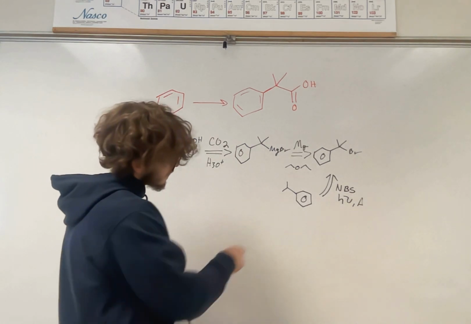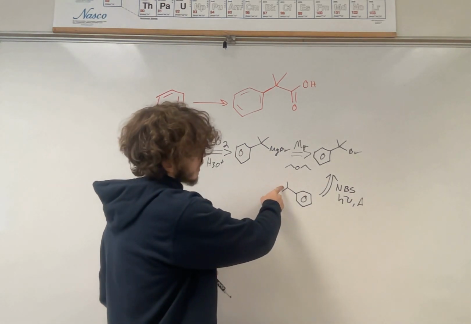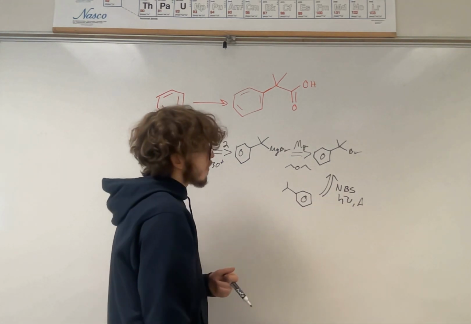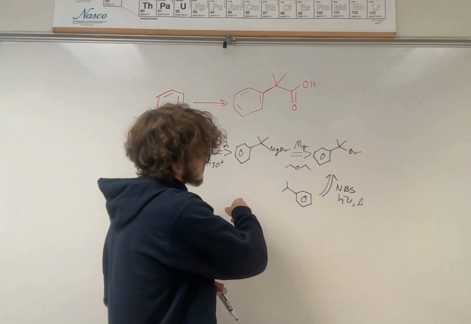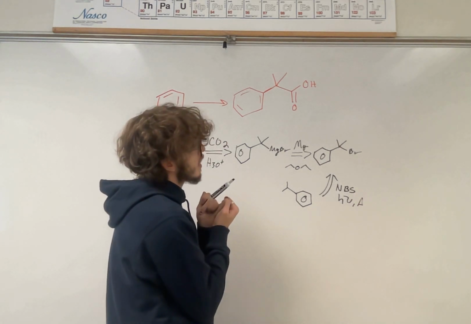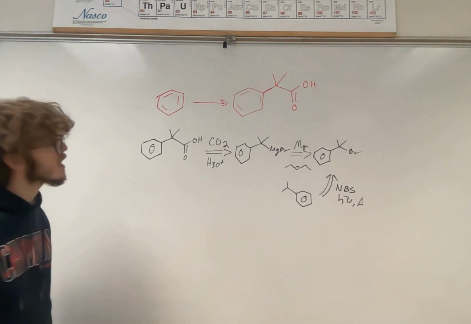Benzylic bromination. It's going to install a bromine here by ripping off the hydrogen, putting a radical here, a resonance stabilized radical, and then that will couple with a bromine radical, come together, click, and you're going to get this, okay? But then how can we make this from benzene?